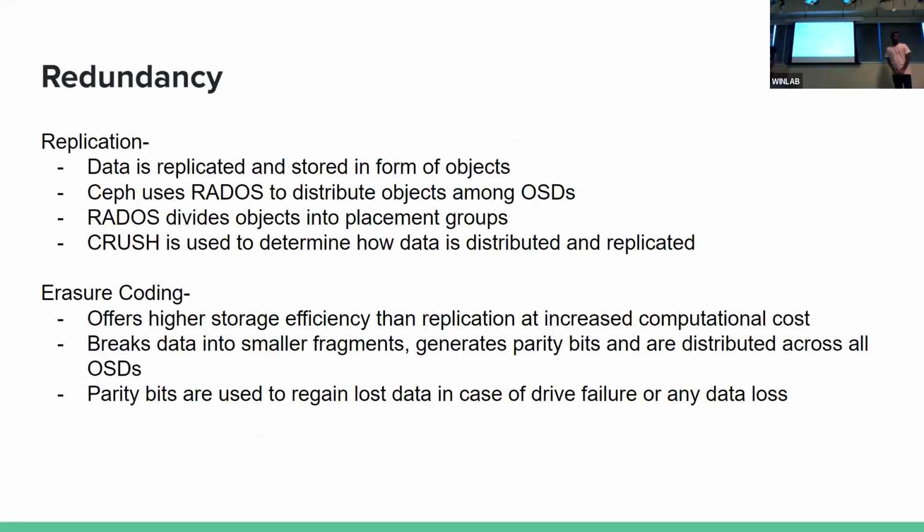For redundancy, Ceph has two options. One is replication, the other one is erasure coding. In replication, the data is simply replicated in the form of objects, and it's distributed among all the OSDs. The CRUSH map determines how the data is distributed and replicated by RADOS. And in erasure coding, the data is fragmented and parity bits are generated. So in case of a drive failure, the parity bits are used to regain the lost data using mathematical equations like Cauchy-Good or other XOR operations, so that we can regain the data, but it increases the computational cost.